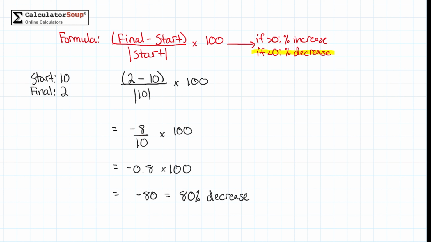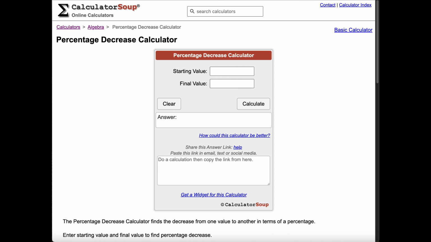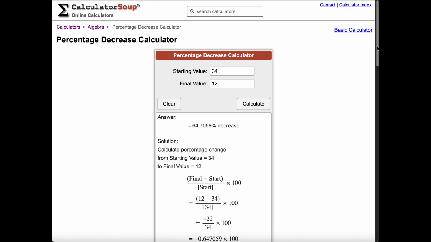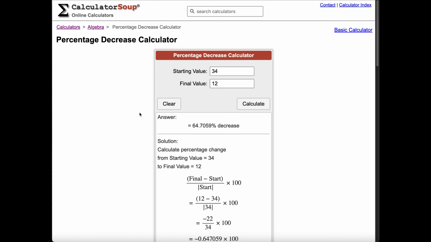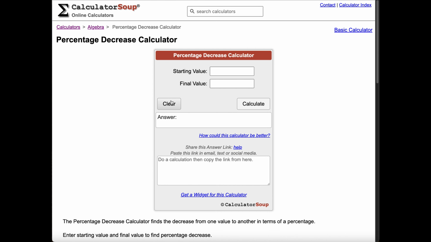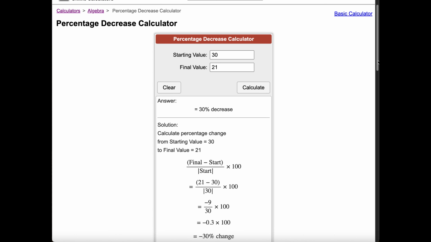Now that you understand how to find the percentage decrease between two numbers, let's head over to CalculatorSoup.com's percentage decrease calculator. The percentage decrease calculator will find the percentage decrease between two numbers and show you step by step how to get the answer. Let's do one more example. Let's find the percentage decrease between 30 and 21. Press the calculate button to view the steps to get the answer below.